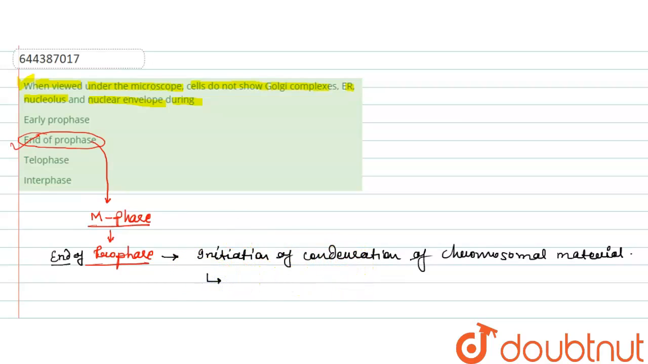Okay, because of the condensation, the chromosome material becomes untangled, the process of chromatin condensation. So due to the condensation of the chromosomal material in cells at the end of the prophase, this is the reason by which we do not see the Golgi complexes, endoplasmic reticulum, nucleolus and nuclear envelope during the end of prophase under the microscope.